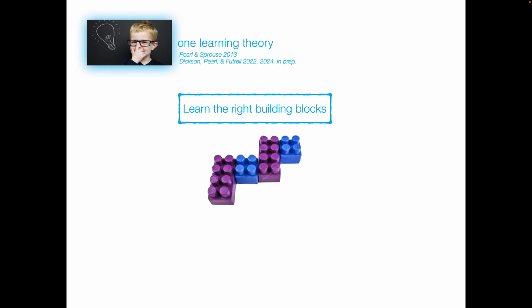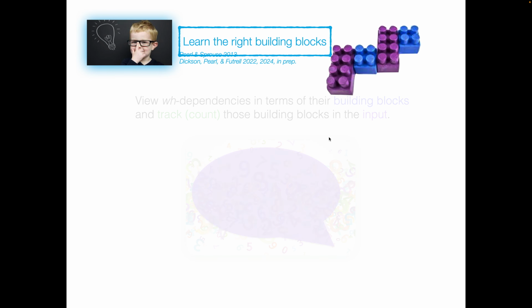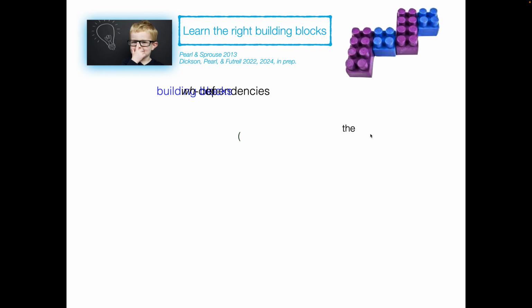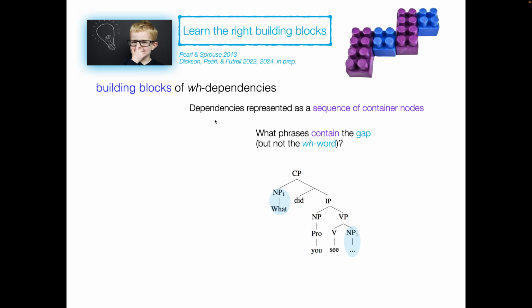Well, here's one. The idea is you're trying to learn the right building blocks of WH dependencies. So you're going to view WH dependencies in terms of the building blocks, whatever they are, and you're going to count those building blocks in the input. So what are we talking about? Let me be a little bit more concrete here.